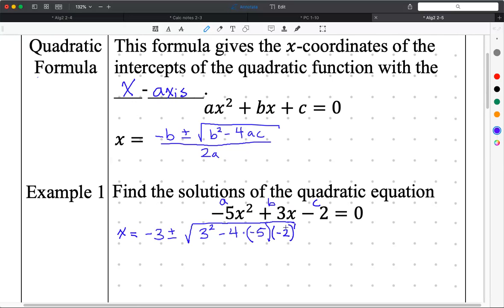I filled in the numerator portion of our equation. I haven't done the denominator yet. So let me get that set up. The denominator is going to be 2 all over a, and a is negative 5.